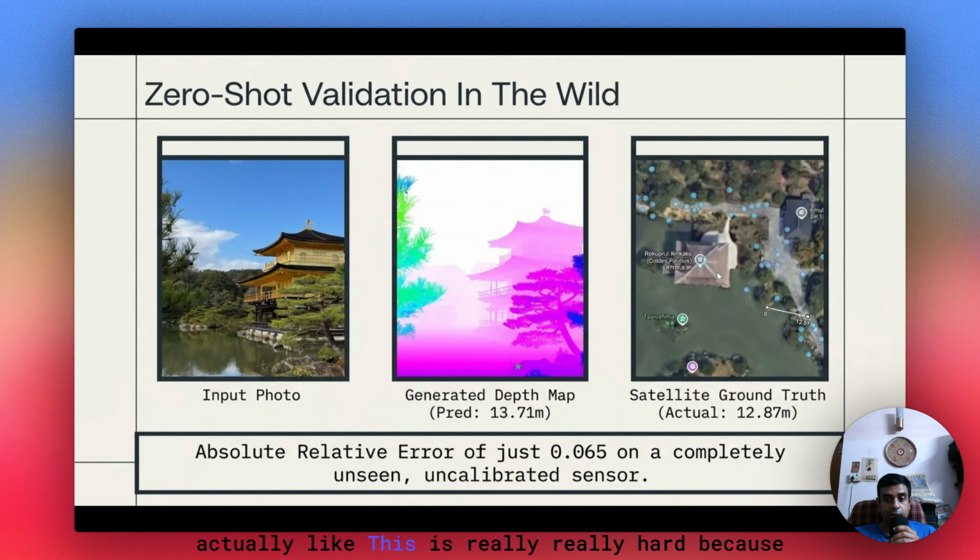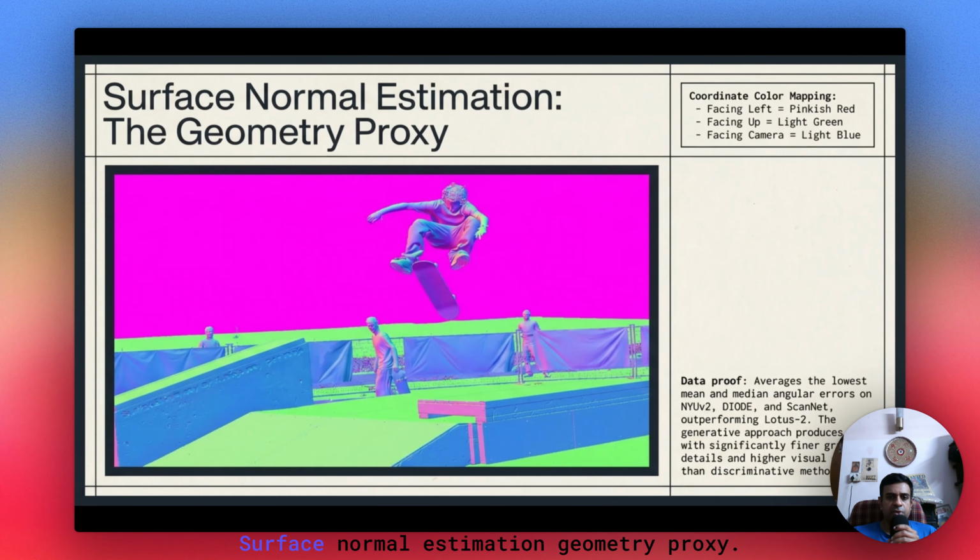This is really hard, because at least here you can see there's a tree and a house, and many image models would have seen this. In satellite images, almost everything looks really small and flat, and there's not much variation. So that's actually nice: an absolute relative error of just 0.065 on a completely unseen, uncalibrated sensor. Amazing. Surface normal estimation, geometry proxy.